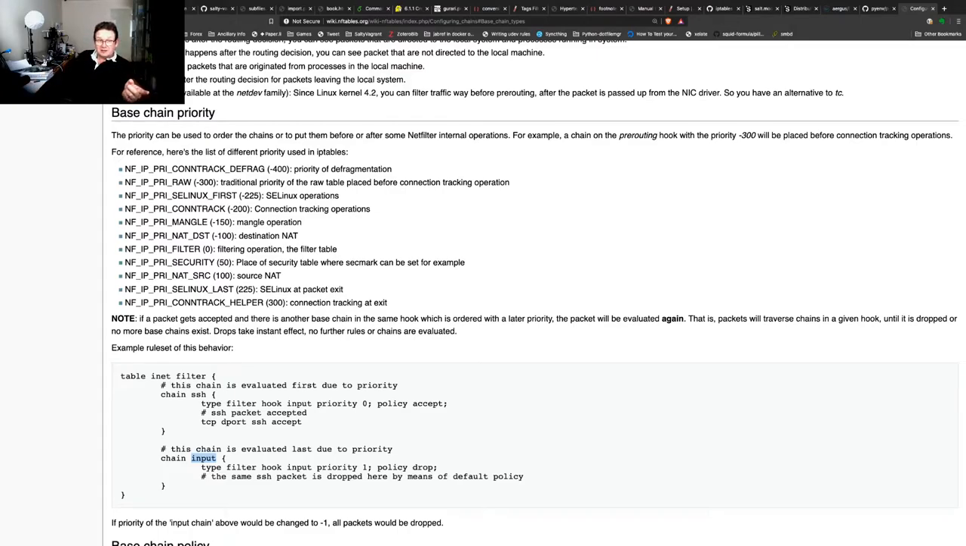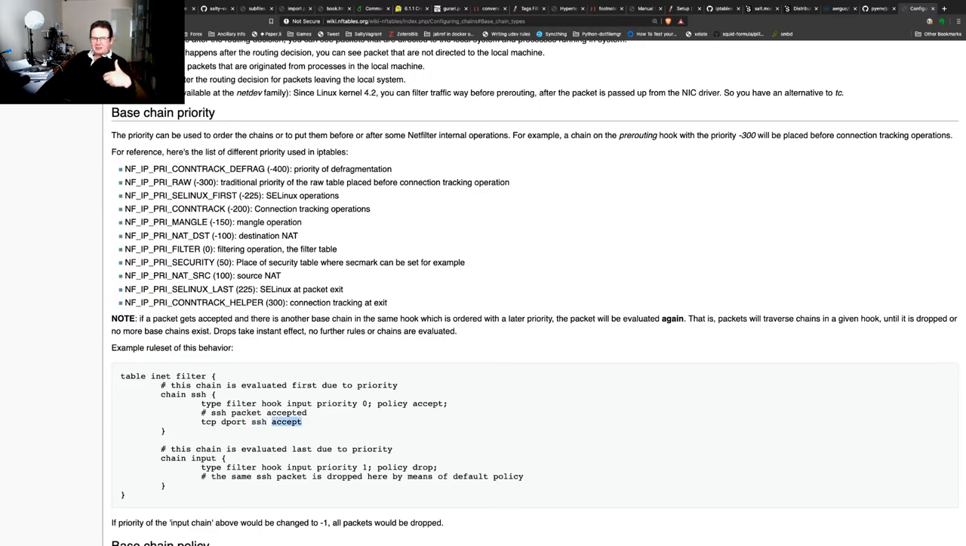Now, in this case, the SSH is being accepted by this rule. Cool. But it will be dropped by this chain because this chain is applied second. So the SSH chain runs first, and it runs through the rules and says, oh, this packet is accepted because it's got a destination port, which is the SSH port 22.